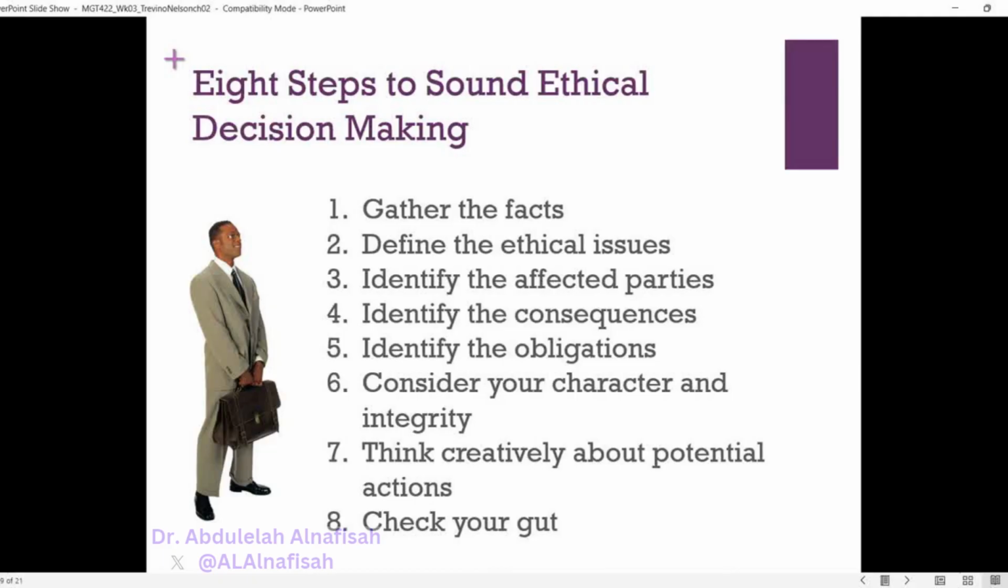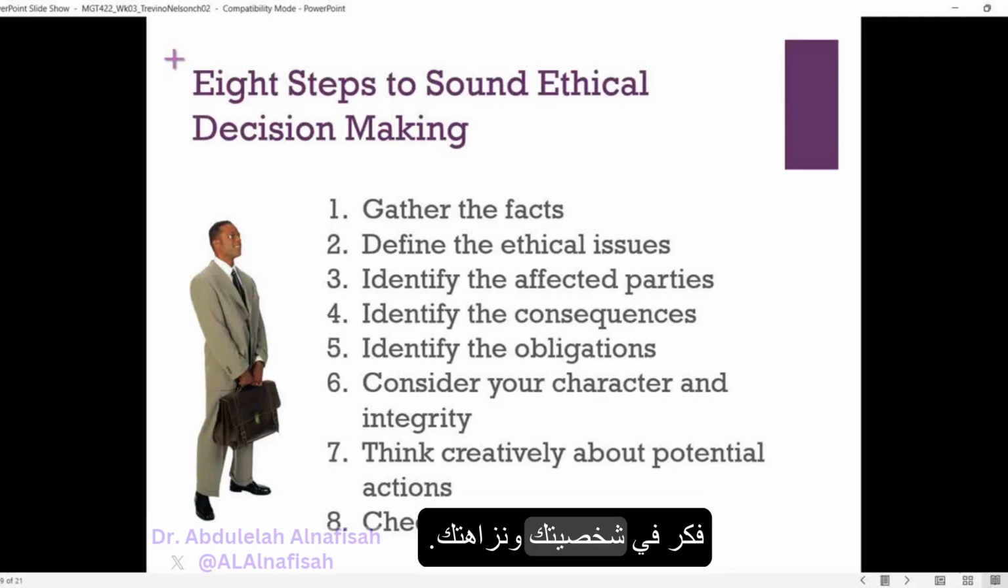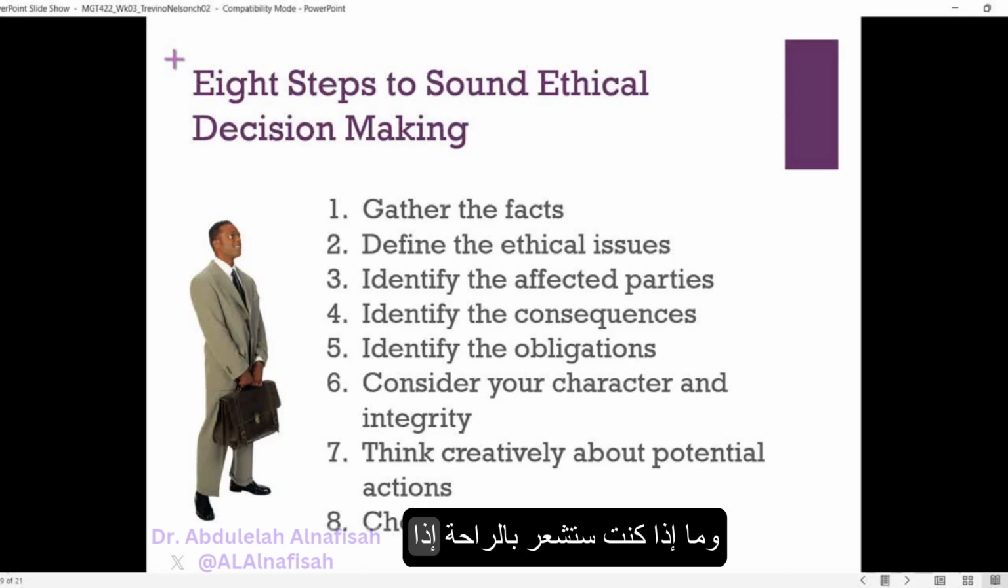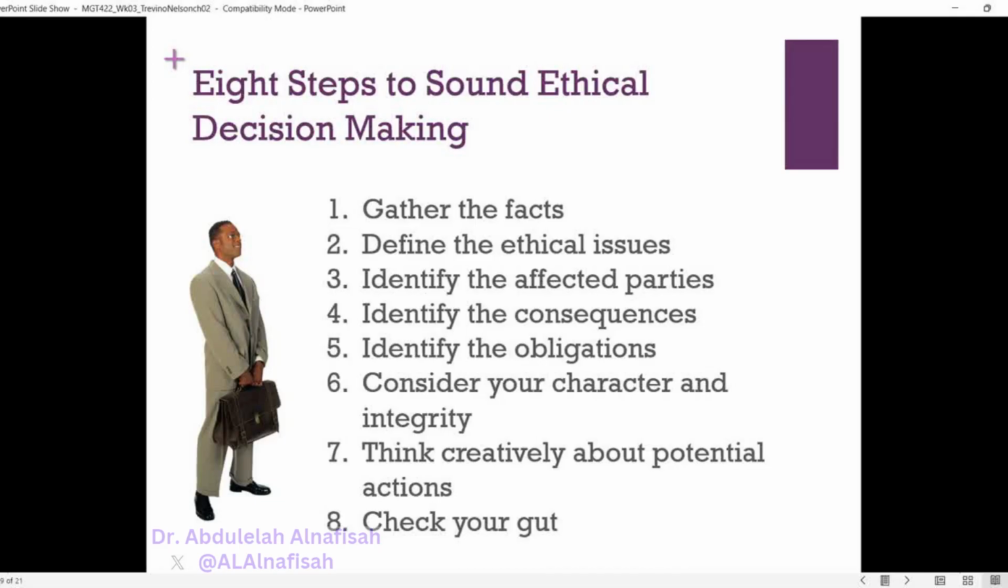Step 6. Consider your character and integrity. Reflect on how a person of integrity would approach the situation. Consider the perspectives of your moral community and whether you would be comfortable with your decision being publicly disclosed. Step 7. Think creatively about potential actions. Avoid limiting yourself to binary choices. Explore alternative solutions that may better address the ethical issues at hand.